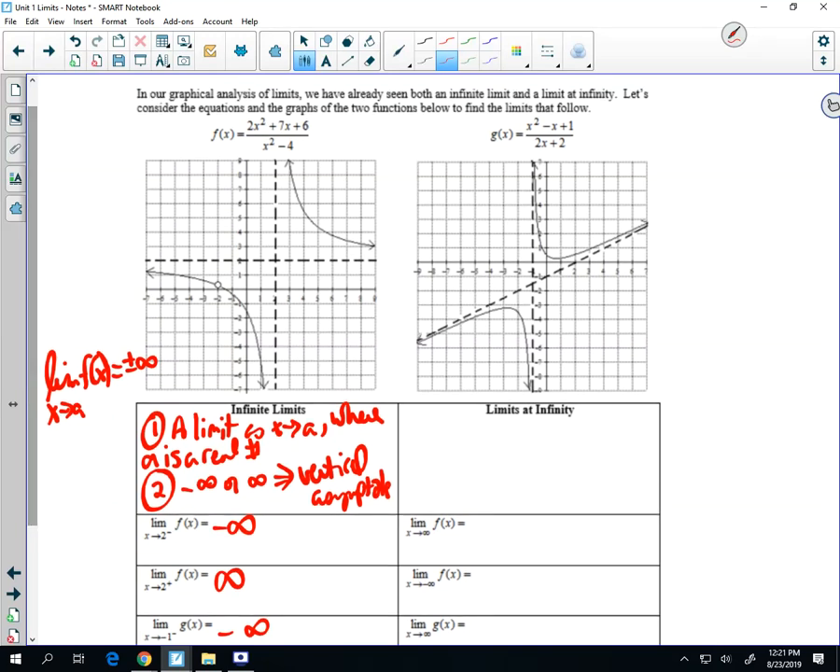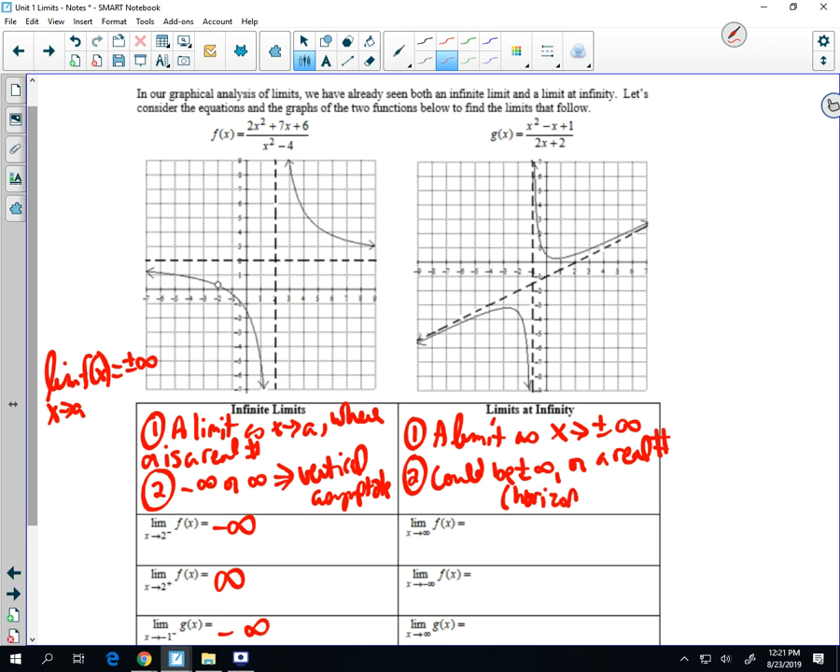Where else does infinity appear on our graph? When we take the limit going to infinity. So limits at infinity is a limit as x is approaching positive or negative infinity. When you take a limit, your answer could be positive or negative infinity or a real number. Here's the big idea. It indicates the end behavior, aka the horizontal asymptote.